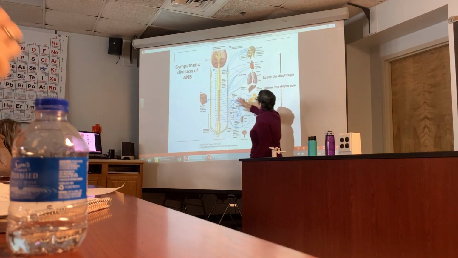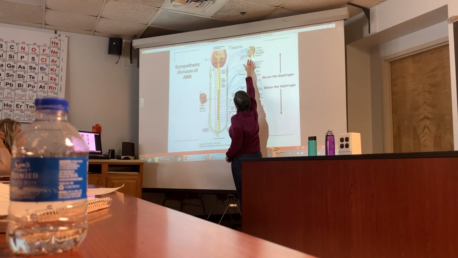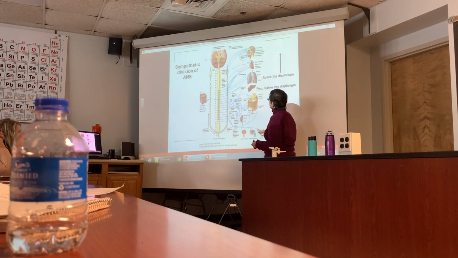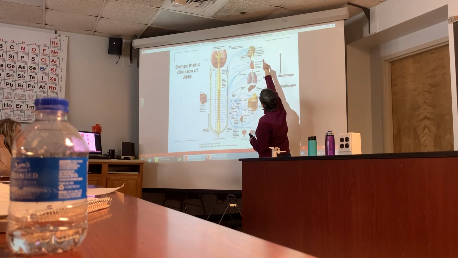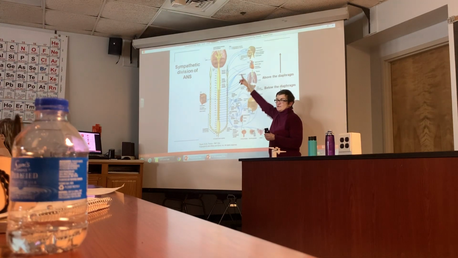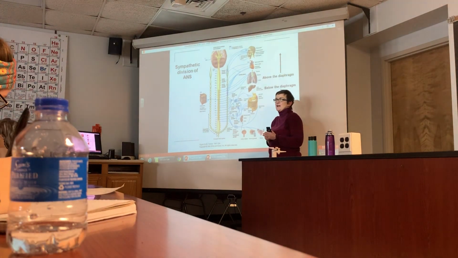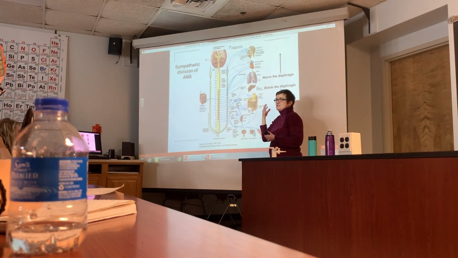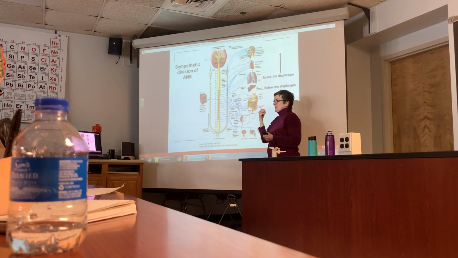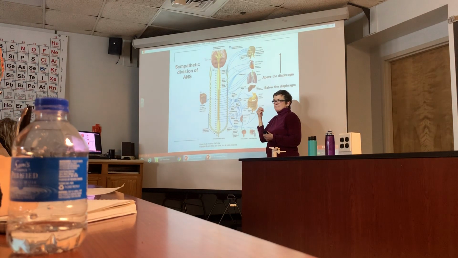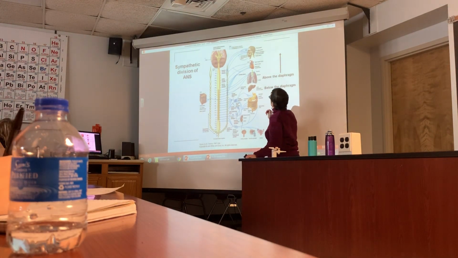Now you can see that the postganglionic fibers go out to different effectors. This is the sympathetic system. So what do you think it's going to do to your, here you can see it going up to the eyes, to the lacrimal glands, which are tear glands. Do you think it's going to stimulate production or inhibit production of tears? It actually inhibits tear production. It actually slows down tear production.